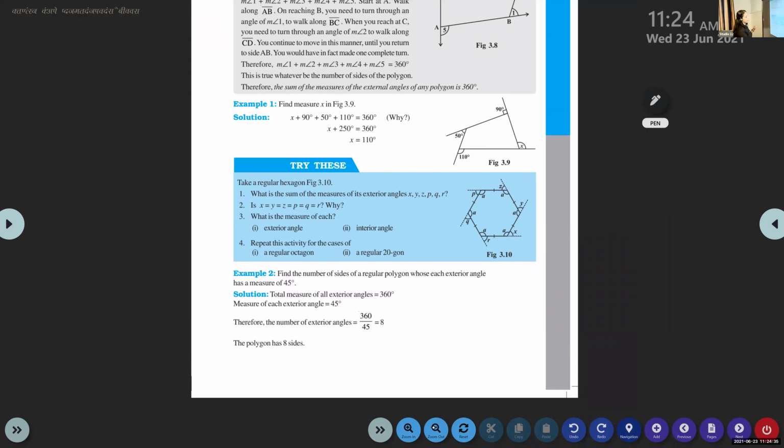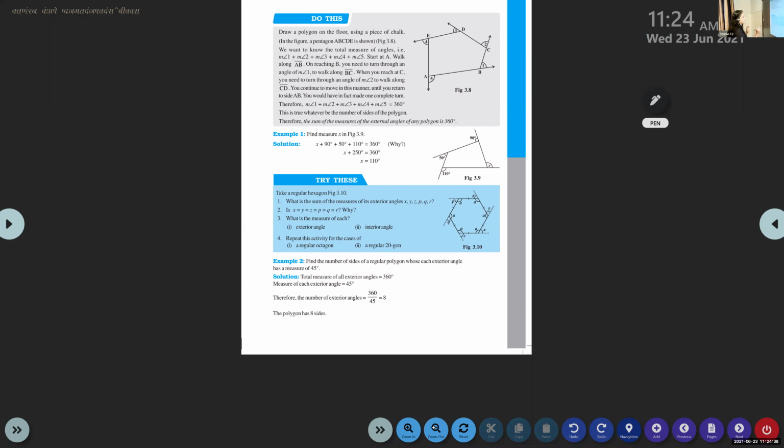Okay. So take a regular hexagon. This is our question. So a regular hexagon, you can write it like this, and underline that. First question, what is the sum of the measures of its exterior angles? Only write the answer, remaining everything you leave some space for drawing the figure and writing the question. X plus Y plus Z plus P plus Q plus R equal to 360 degree.